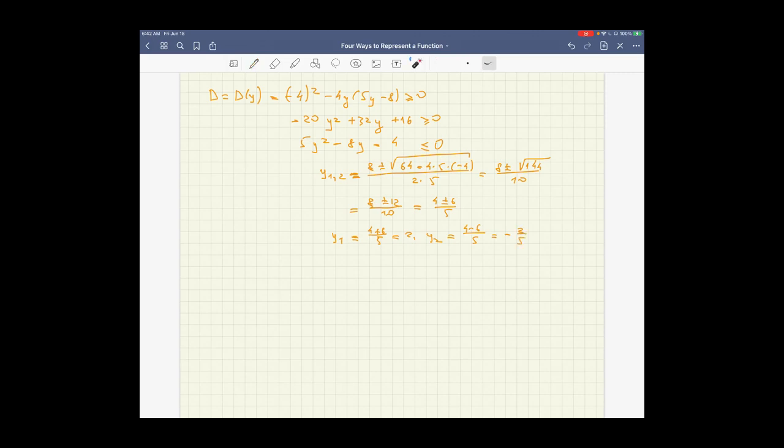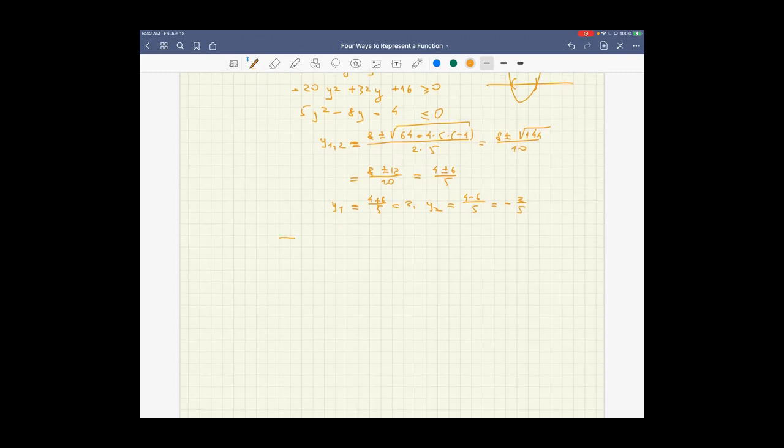And we need the parabola to be below the x-axis. So that'll be an interval between the roots. So that inequality is equivalent to y being between negative 2/5 and 2. And again, y is not 0.